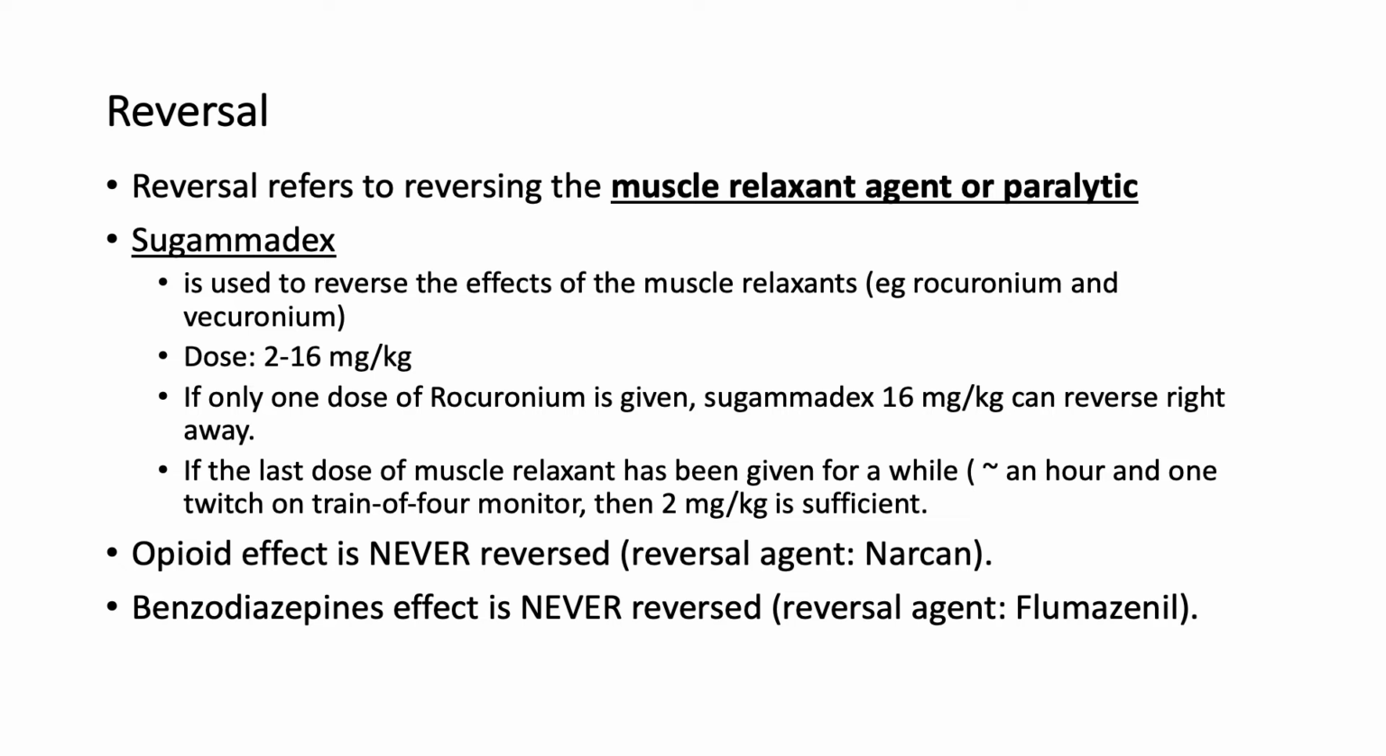Sugammadex is used to reverse the effect of muscle relaxants, for example rocuronium and vecuronium. Doses range between 2 to 16 mg per kilo. If only one dose of rocuronium is given, Sugammadex 16 mg per kilo can reverse right away. If the last dose of muscle relaxant was given a while ago, like an hour, and there is 1 twitch on the train-of-four monitor, then 2 mg per kilo is sufficient.